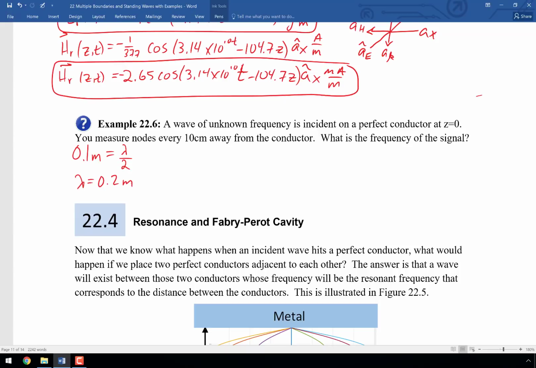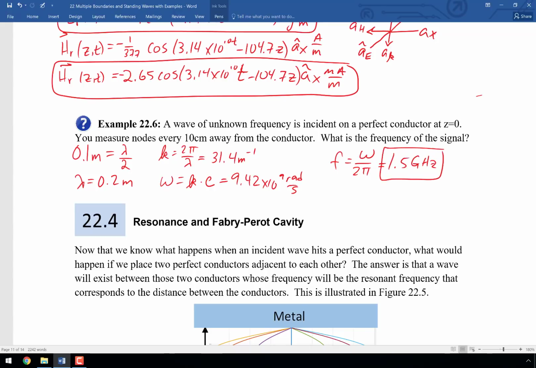Therefore lambda is equal to 0.2 meters. We can calculate k is 2 pi over lambda, which is 31.4 meters to the minus 1. Omega is equal to k times c, which is 9.42 times 10 to the 9th radians per second. And f is equal to omega over 2 pi, which is 1.5 gigahertz. So just knowing how far the spacing is between nodes will allow you to determine the frequency of the wave that's being transmitted.